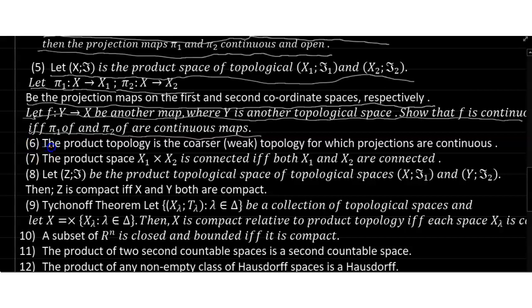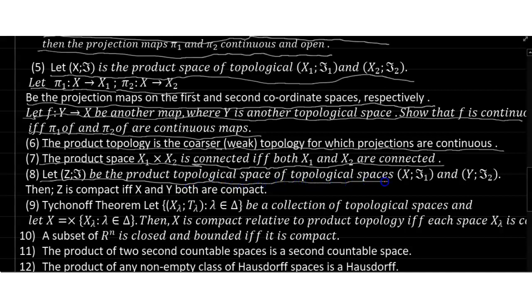The product topology is also the coarsest, or weakest, topology for which the projections are continuous. The product space X1 × X2 is connected if both X1 and X2 are connected. Let (Z, tau) be the product topological space of topological spaces (X, tau 1) and (Y, tau 2). Then Z is compact if and only if X and Y are both compact.